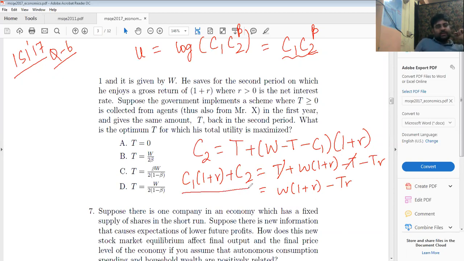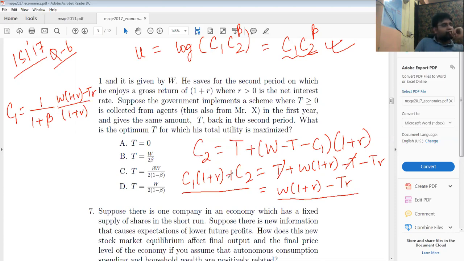So this cancels out. This is equal to W into 1 plus R minus TR. So this is the budget: C1 into 1 plus R plus C2 is equal to W into 1 plus R minus TR. And this is the utility function. So C1 is equal to the power of C1 by the summation of all the powers, multiplied by the money income. Money income is W into 1 plus R minus TR, divided by the price, which is the coefficient of C1 here, 1 plus R. This is my C1 and my C2 is beta by 1 plus beta into W into 1 plus R minus TR, divided by the coefficient of C2, which is 1.